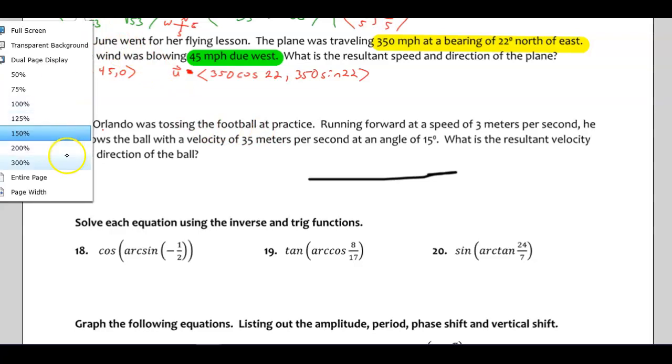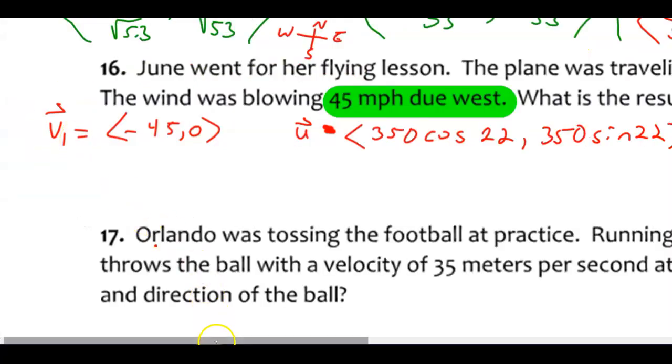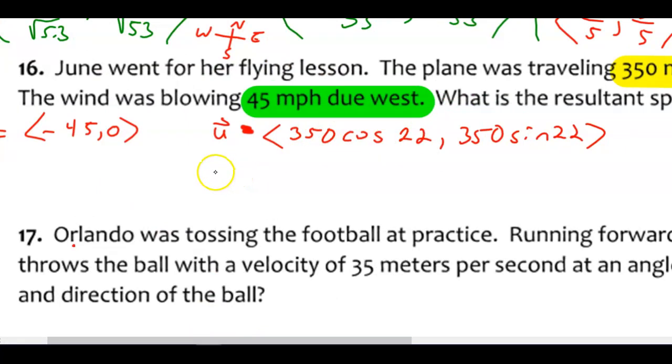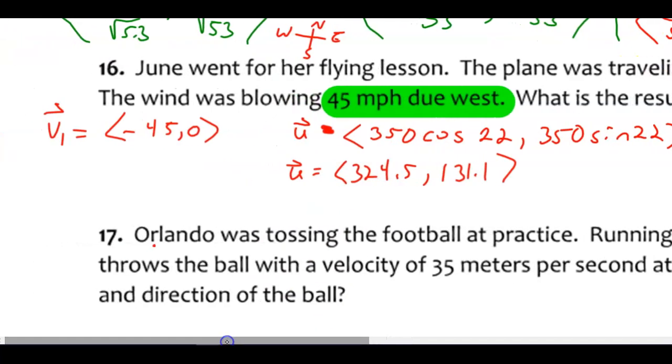So now I just apply that, all right? And what we need to do first is simplify U. We need to find the actual component form. So let's punch that in our calculator. We have 350 cosine of 22 degrees, which is going to be 324.5, and right here we have 350 sine of 22, which is going to be 131.1. Now we have our two component forms.